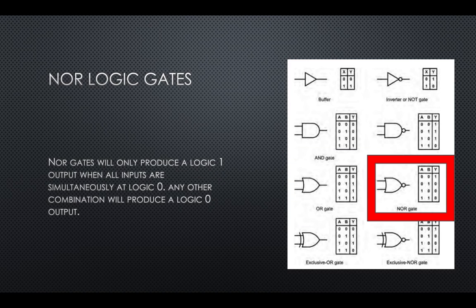NOR logic gates will only produce a logic 1 output when all inputs are simultaneously at logic 0. Any other combination will produce a logic 0 output. In order to receive a 1 on the output, we need both zeros simultaneously. Any other inputs will result in a 0 output.